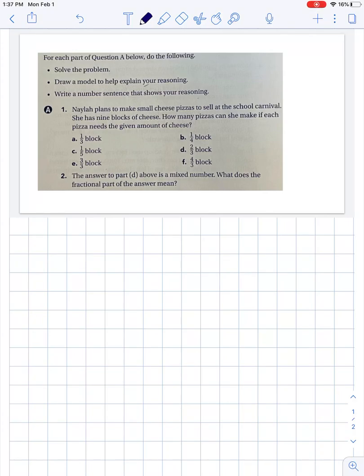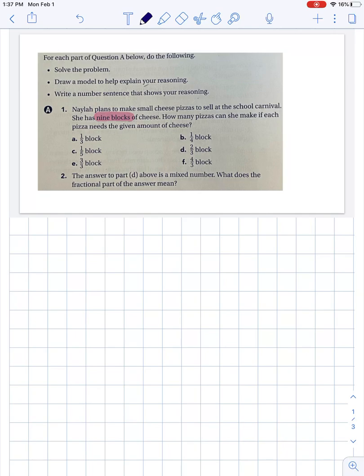Let's just talk a little bit about Nayla here. Nayla plans to make small cheese pizzas to sell at the school carnival. She has 9 blocks of cheese. How many pizzas could she make if each pizza needs the given amount of cheese? So let's think about it.